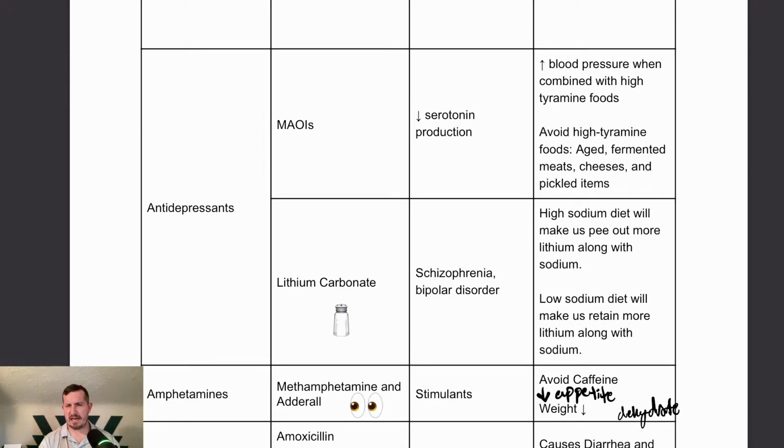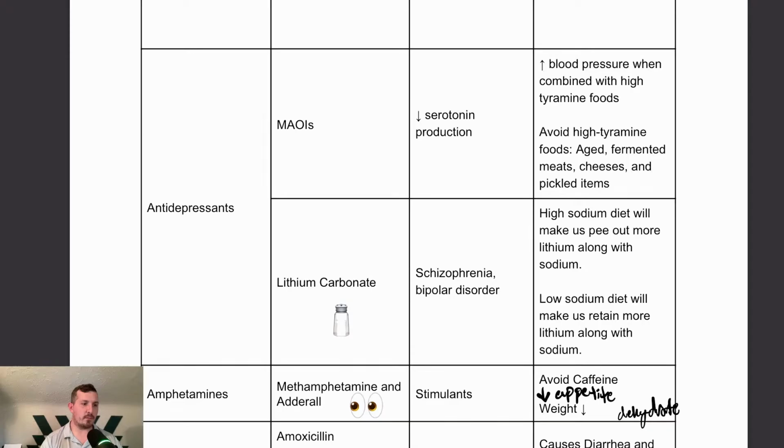So sorry if that feels extra confusing. I'm trying to give my best analogies when it comes to it. Let's just repeat it again. If I eat too much salt, I'm going to excrete extra lithium, and then I won't have it to treat my bipolar disorder. If I don't eat enough salt, it's going to make me retain too much of the lithium in my blood because it can't go anywhere or pass out of the body.